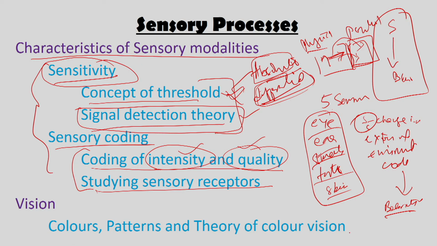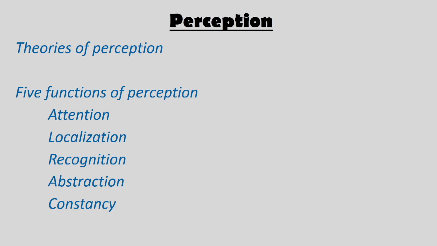Further to it, we took a classical system which is vision, and we looked at colors, patterns and the theory of color vision. So, we looked at the human eye and how it takes in information and produces the idea of color and pattern viewing, and we looked at many different theories of vision.